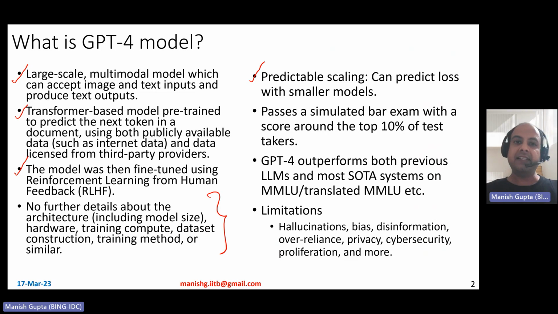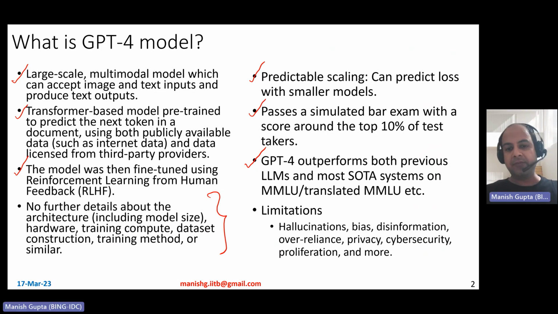Interestingly, the GPT-4 model is so awesome that it passes a simulated bar exam with a score in the top 10% of test takers. So it actually scores really well. In fact, it outperforms both existing LLMs and most state-of-the-art systems on MMLU, translated MMLU, and many other benchmark datasets, as I'll show in the video later.